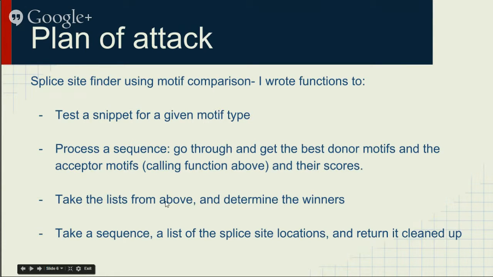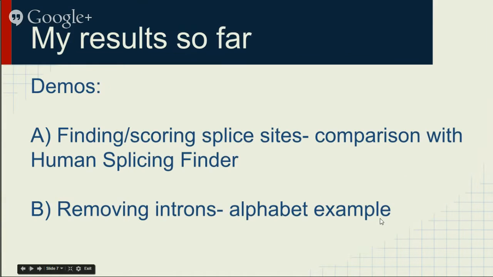Third function basically takes those lists and picks the winners, returns the location and the motif type with the highest score. And then finally, once we have the correct list, we can take a sequence, take our list of qualified donor and acceptor sites, their locations, and return back a cleaned up sequence with no introns ready for analysis. So my results so far.